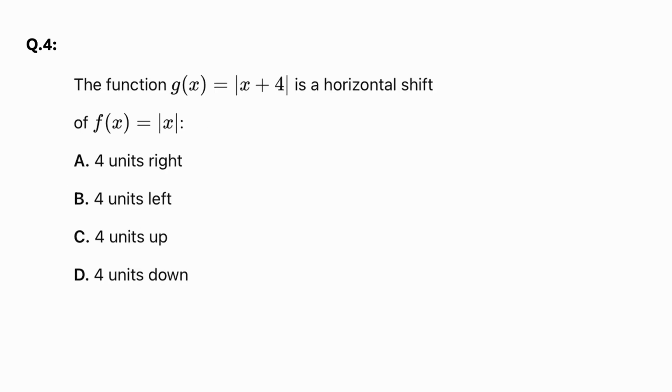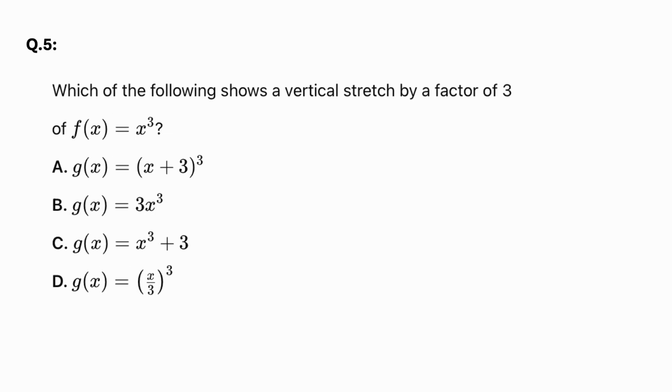Okay, so here is your next question. You have to find that the function g(x) equal to absolute value of x plus 4 is a horizontal shift of function f(x) equal to absolute value of x by how many units and in which direction. Try it yourself.